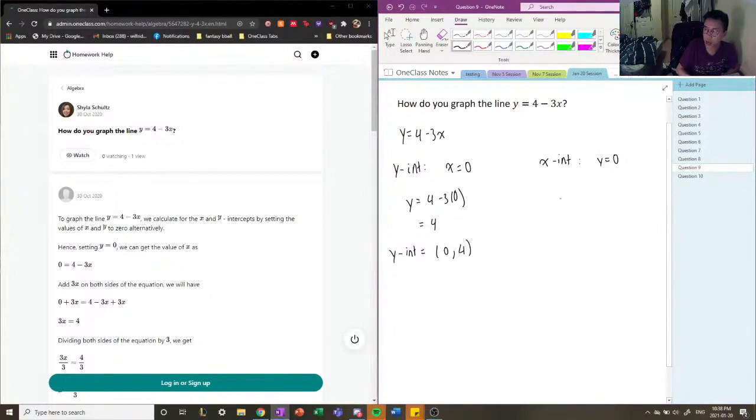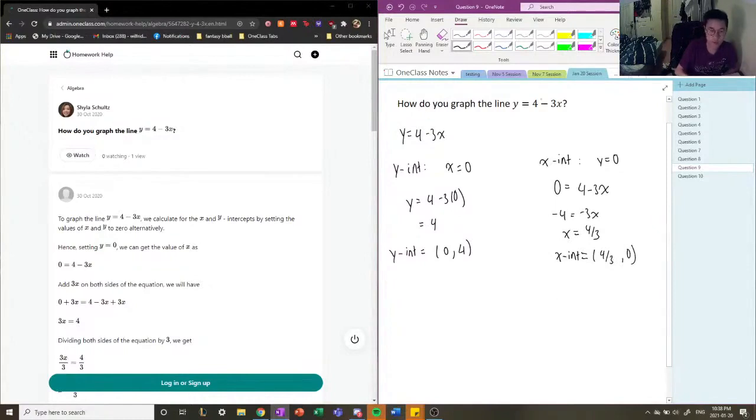For the x-intercept, we're going to set y equal to 0, because when the graph intercepts the x-axis, our y value is also equal to 0. So if y is equal to 0, we have 0 equals 4 minus 3x, and we have negative 4 equals negative 3x, and we have x equals 4 over 3. That means the x-intercept is (4/3, 0).